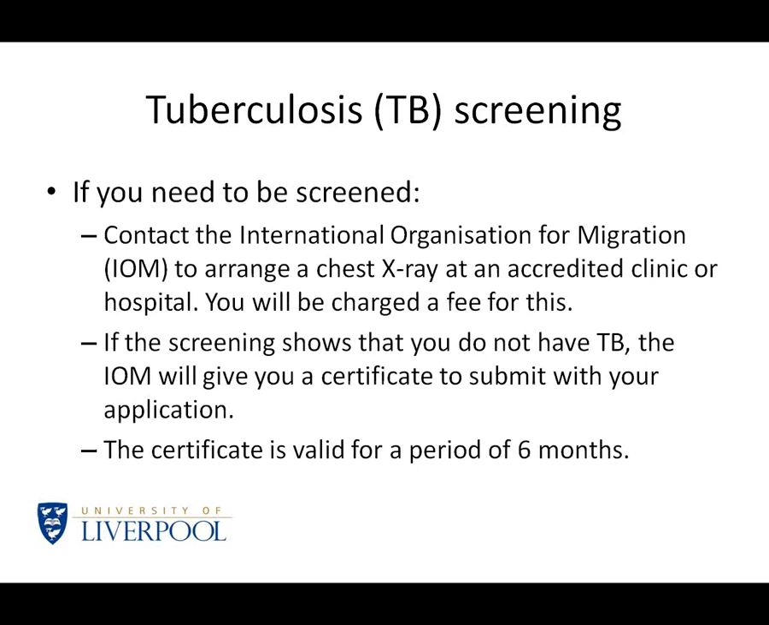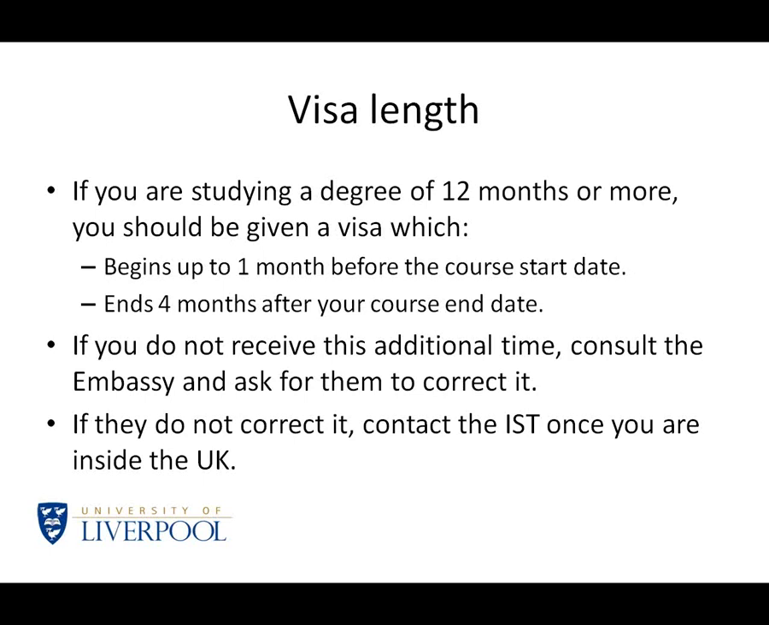If you do need to be screened, then you need to contact the International Organisation for Migration to arrange a chest X-ray at an accredited clinic or hospital, and you will be charged a fee for this. If the screening shows that you do not have TB, then you'll be given a certificate to submit with your visa application. And the certificate is valid for a period of 6 months. So make sure you don't do that too far in advance before you're due to make your visa application.